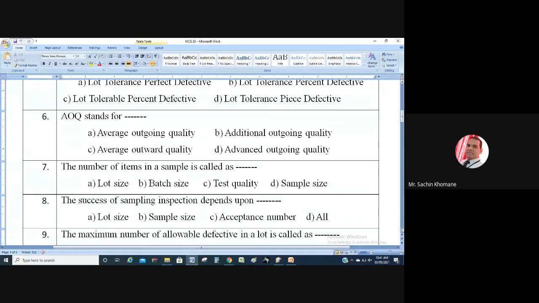The success of sampling inspection depends on. What does success depend on? How much lot size is there? What is the sample size? What is the acceptance number? It is all of these. So the success of sampling inspection depends on all these factors, that is lot size, sample size, acceptance number. So the answer is D.